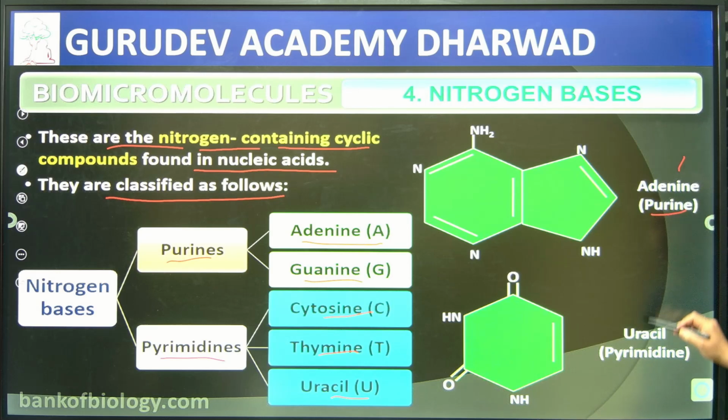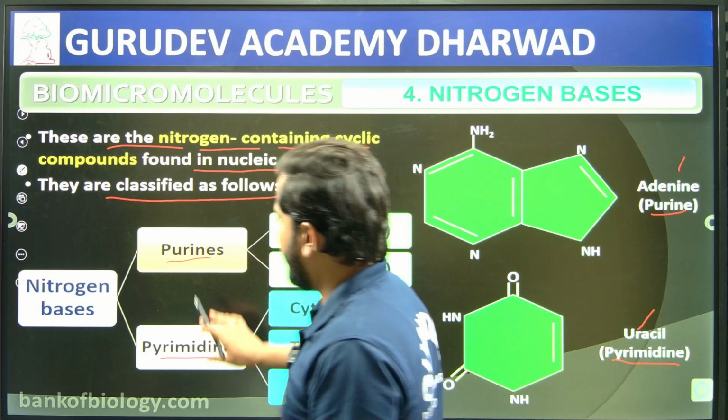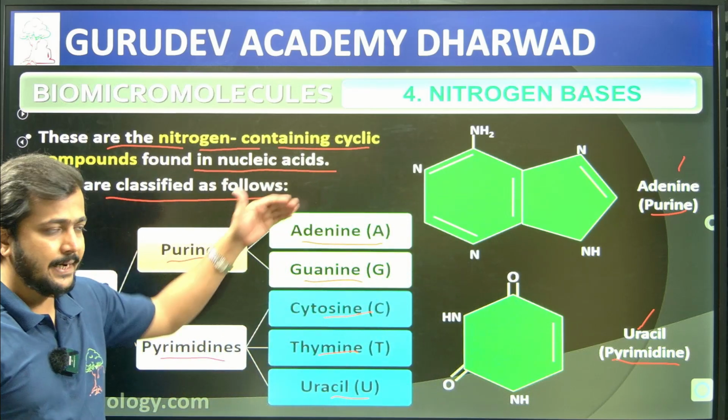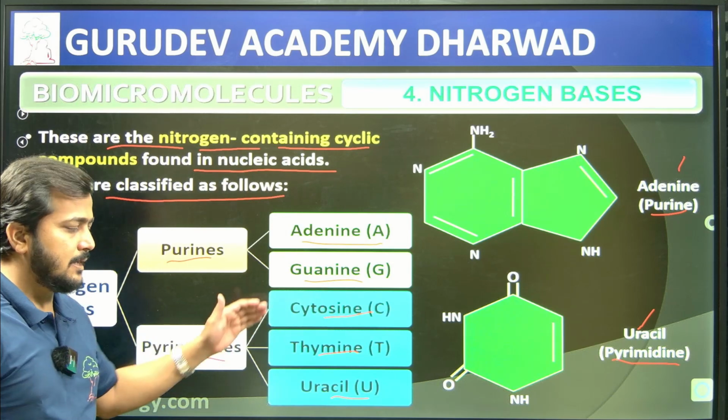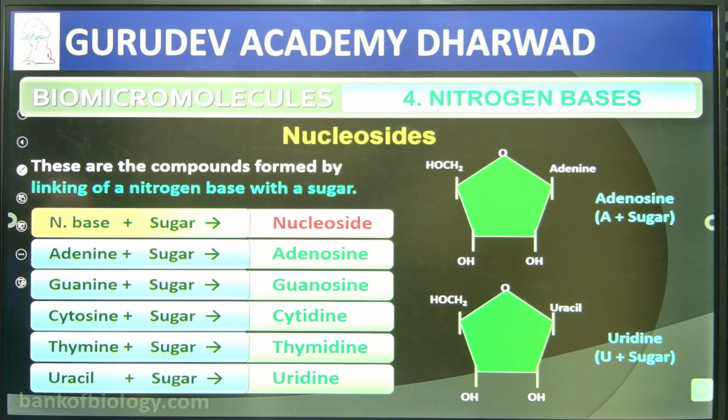Majorly known to be the purine. This is known to be the uracil, majorly known to be the pyrimidine. So nitrogen bases can be divided into two, that is purines and pyrimidines. Purines are nothing but adenine and guanine. Pyrimidines are nothing but cytosine, thymine and uracil. That is what you are going to find out.